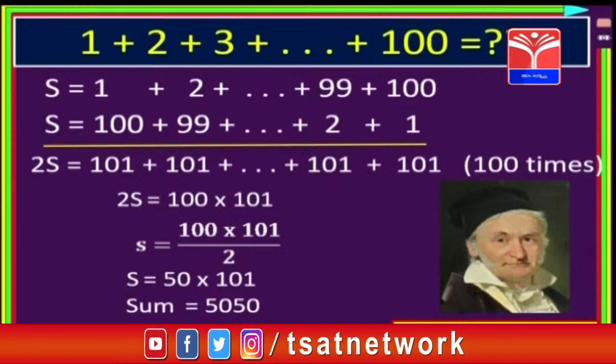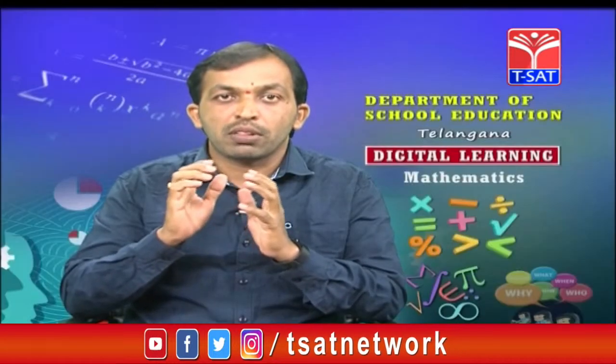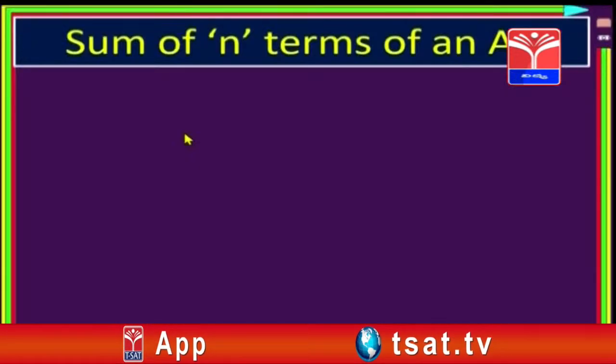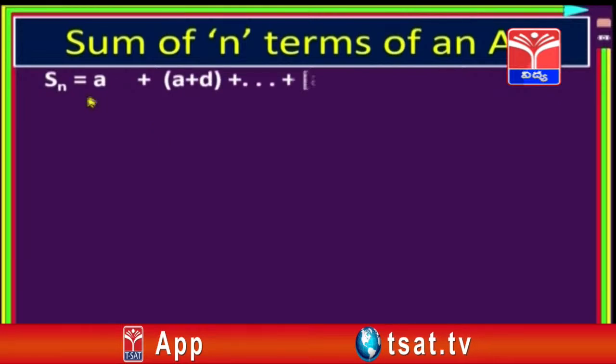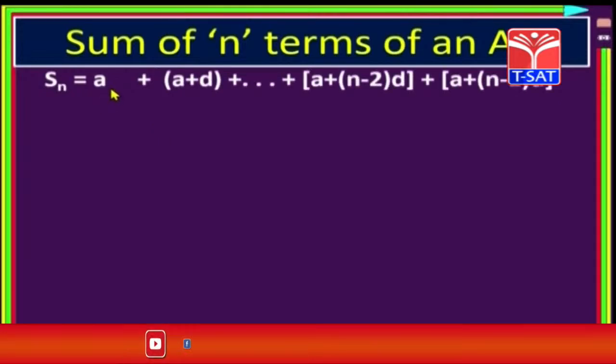Okay. So this leads to finding the sum of n terms, that is Sn for AP. So let us solve the sum of n terms of an AP. Sn is equal to, what is the first term of AP? A.